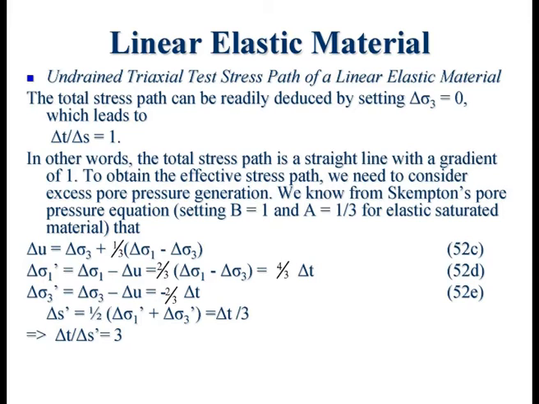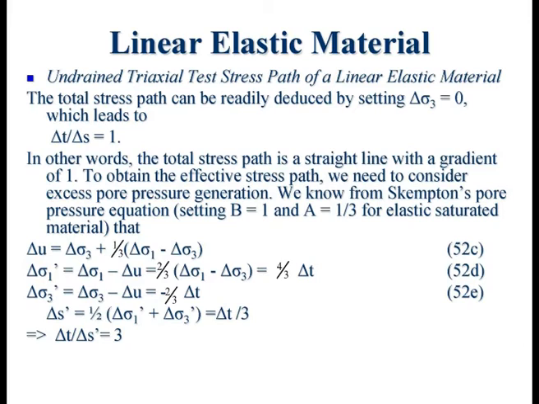And you realize that this is 2 delta T, because delta T is half of this. So this is 2 delta T. 2 delta T multiplied by 2/3 is 4/3 delta T. Similarly, you can show that delta sigma 3 dash is equal to minus 2/3 of delta T.